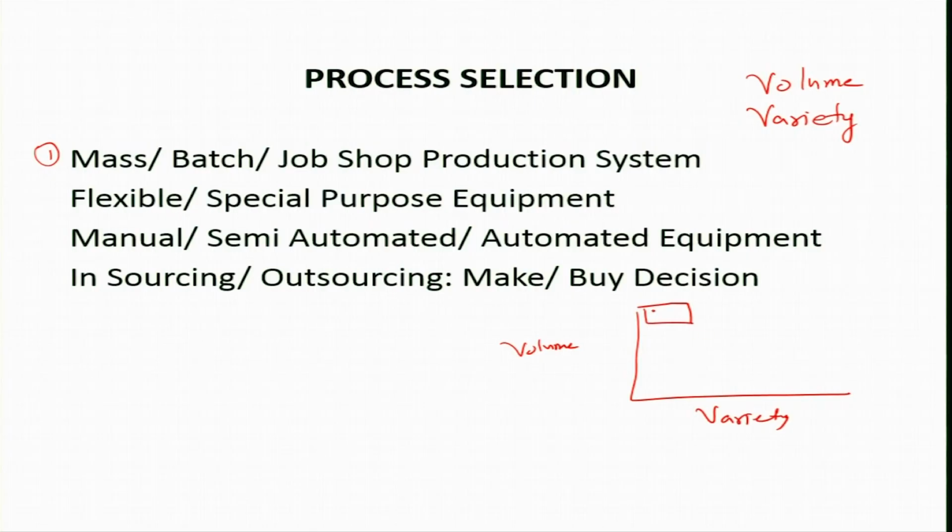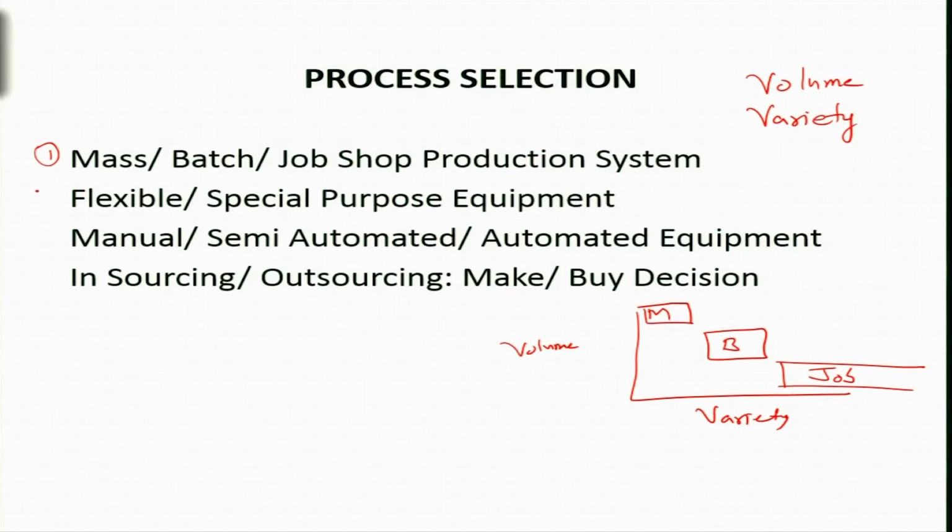Besides mass production, there is batch production for moderate variety and moderate volumes, and then there is a job shop production system when the variety is very large and volumes are very small. So depending on the volume and variety, I have to decide.